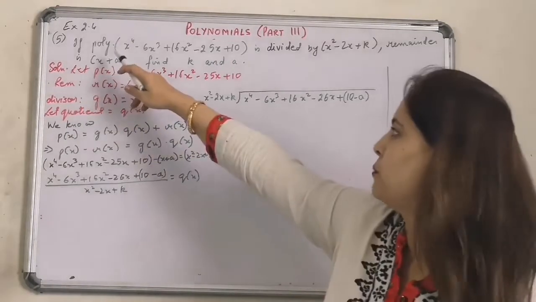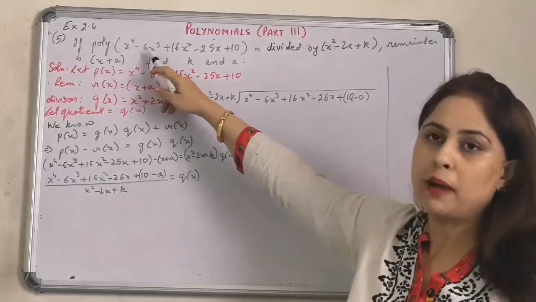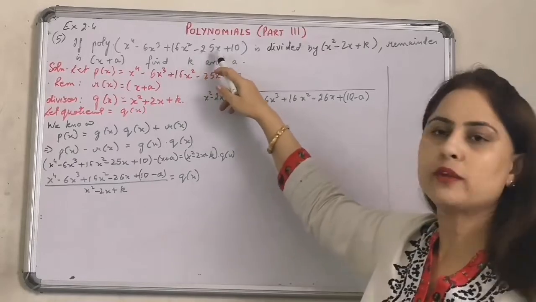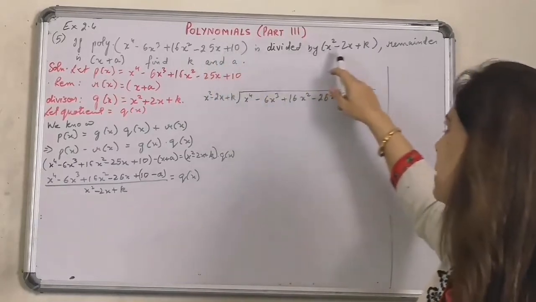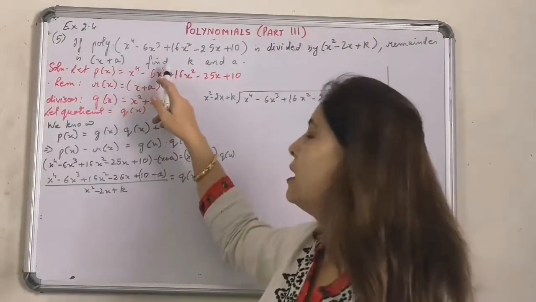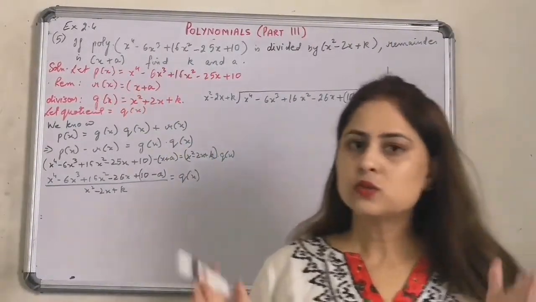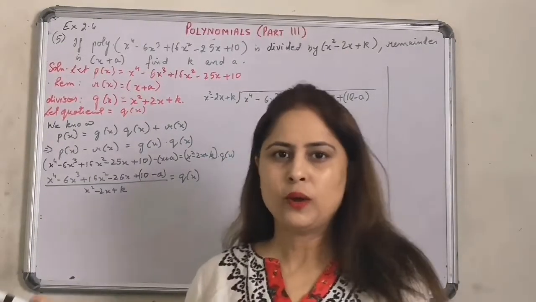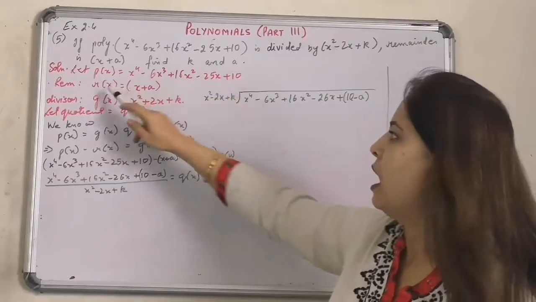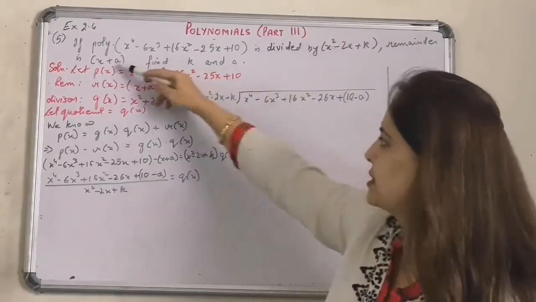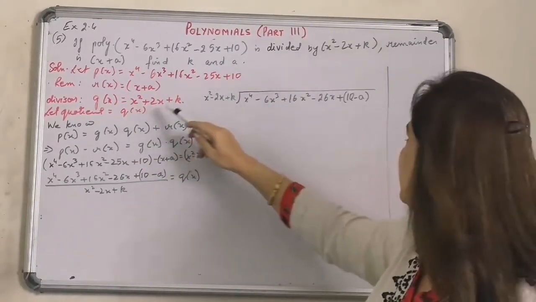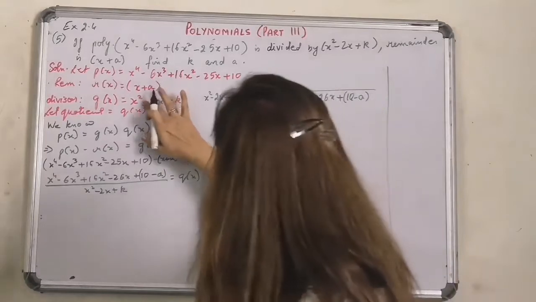the question reads, if the polynomial x power 4 minus 6 into x power 3 plus 16 into x power 2 minus 25x plus 10 is divided by x square minus 2x plus k, the remainder is x plus a. We have to find the value of k and a. So see, be very particular while doing the calculations for this one. Let us suppose p(x) be the dividend, r(x) the remainder is given to us as x plus a, divisor g(x) is given to us as x square minus 2x plus k.